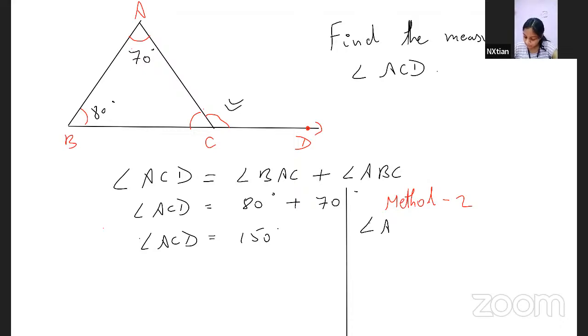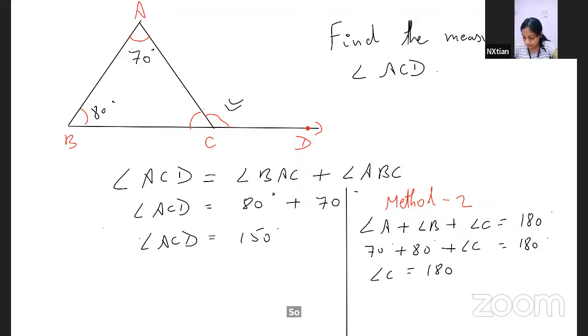Angle A plus angle B plus angle C. Okay. So 70 plus 80 plus angle C equals 180. So angle C equals 180 degrees minus 150 degrees, that is 30 degrees.